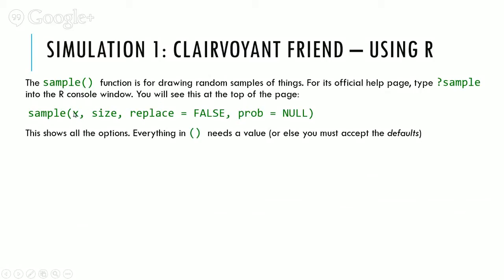So you're not going to type in x. You're going to type in something that works out to be some things it can choose from. And you're going to type in a number for size. You can type in size equals the number, equals 5 or something. In this case, size equals 10.